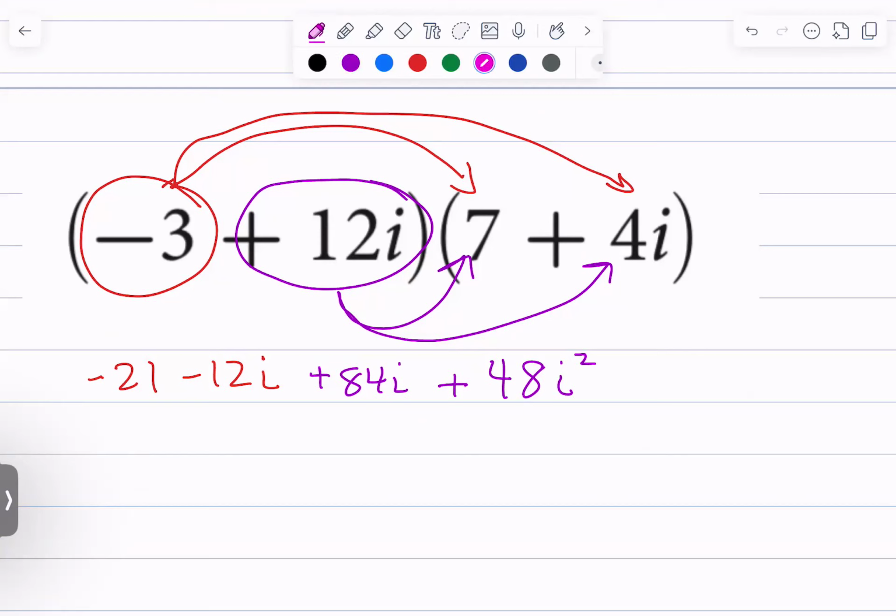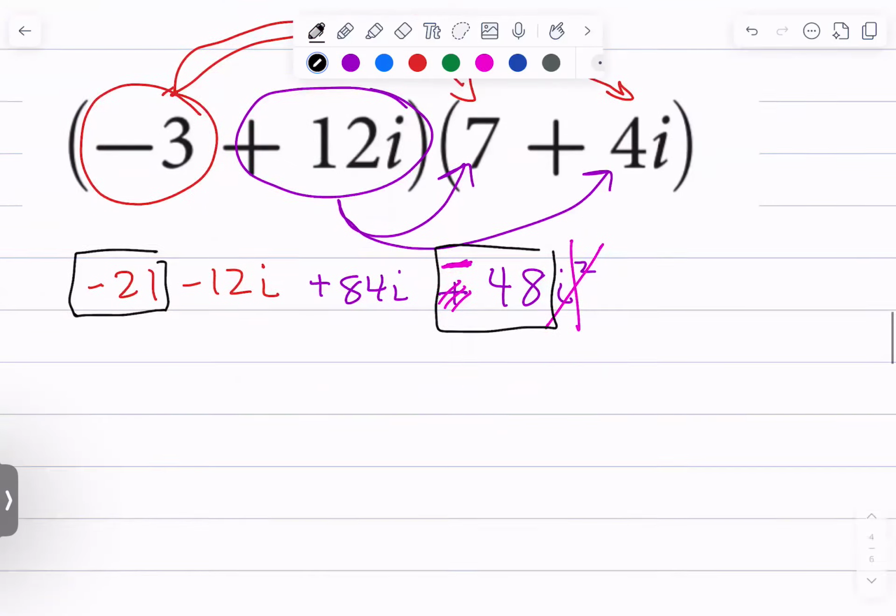Now, here's the quick way to simplify I squared. I know I squared is -1. So what I'm going to do is cross out that I squared, cross out the sign, change the sign up. So that's -48 instead of plus 48 I squared, right? Gathering the like terms, -48 and -21. That gets me -69.